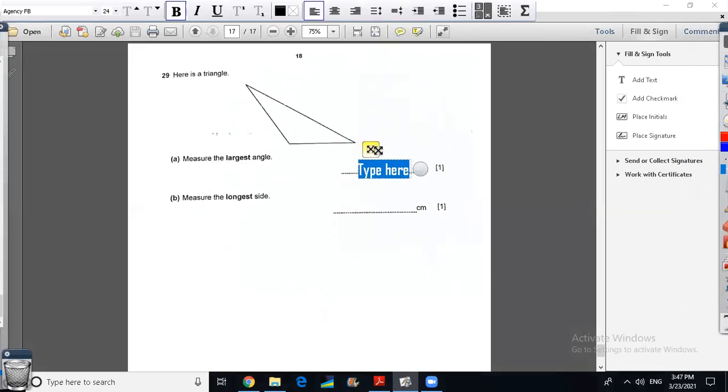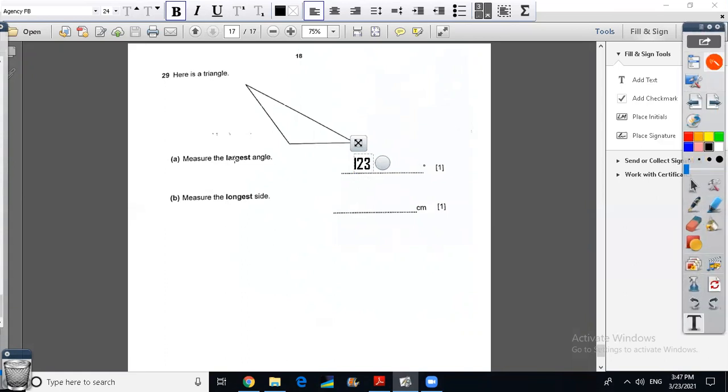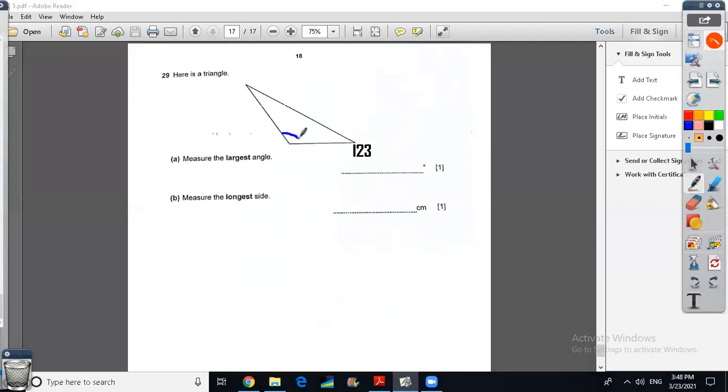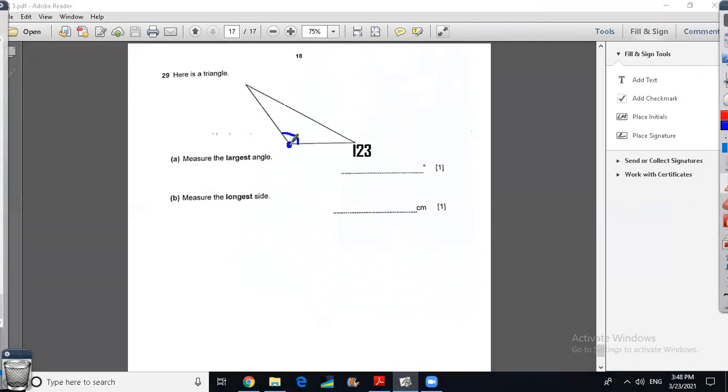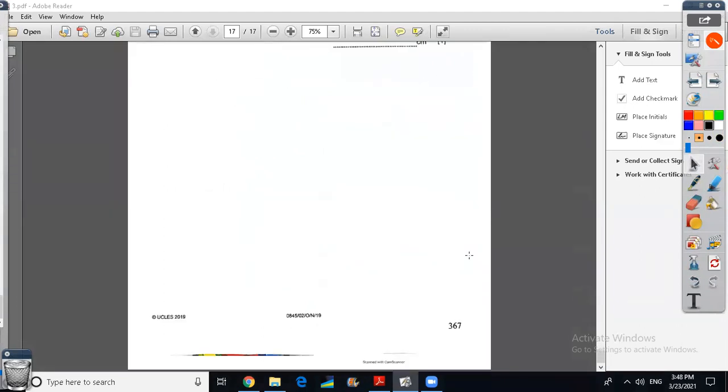I took the protractor from Said today to measure it in the book. I used his book. It was 123 degrees. The longest side is opposite the largest angle, which is this one. You need to put the center of your protractor here. It's 123 degrees. And for the other one, measure the longest side, which is this side. It was 8 centimeters. Okay, so that's it, the last page.